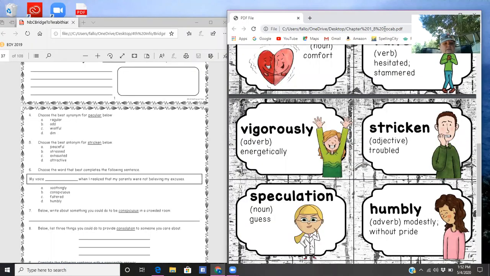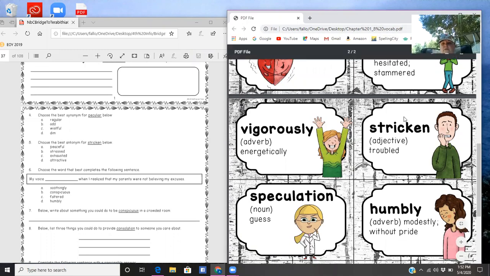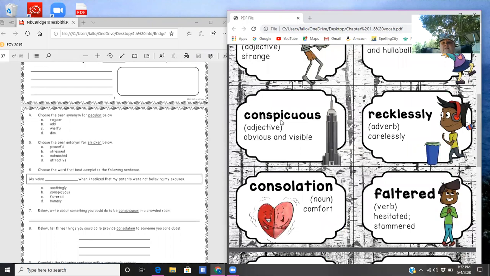Number 7 says, below, write about something you could do to be conspicuous in a crowded room. Before we can answer that, we need to know what conspicuous means. Conspicuous is obvious or visible. So they want you to write about something you could do to be obvious and visible in a crowded room.